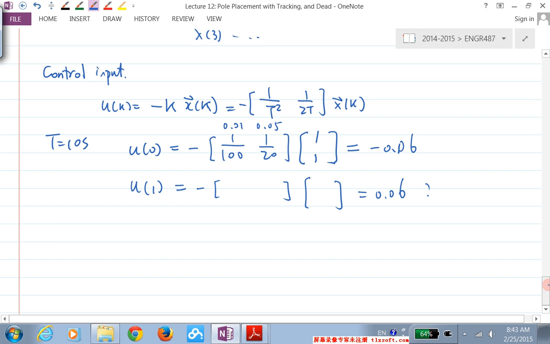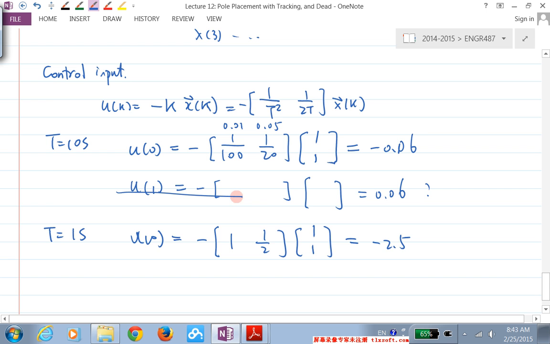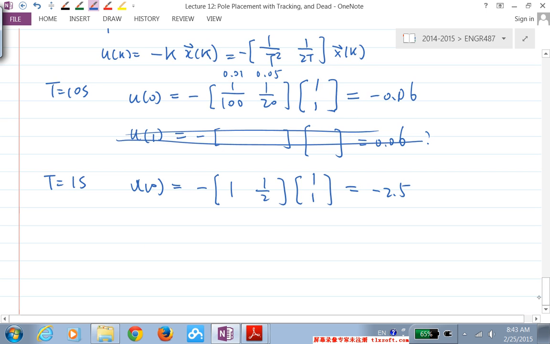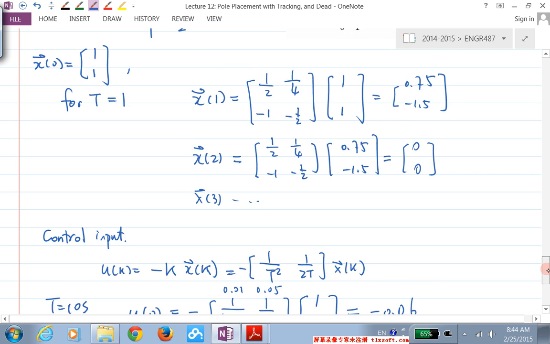Anyway, let's check here. But the idea is let's take a look at t equal to 1 second. If t equal to 1 second here, what is u of 0 equal to? This is going to be 1 half, good point, and 1, 1. So what is this equal to again? 1 times 0.5, so it's negative 2.5. So let's cross this out here. Not sure where that's from. So what will be the next step? The next step is 0.75, 0.5.